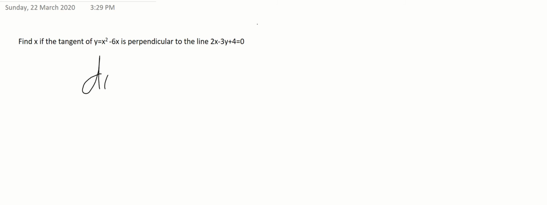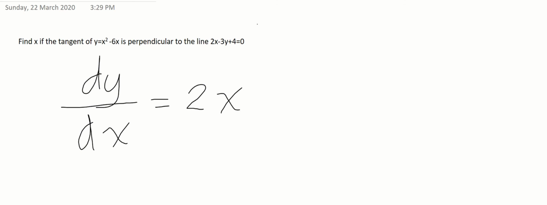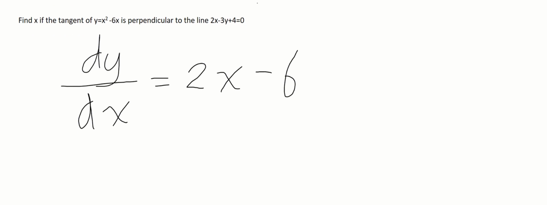So what we're going to do is find dy/dx. We'll drop the power of 2 in x squared down to form 2x, and the minus 6x will just become minus 6. Okay, so that'll be the gradient for the tangent. Keep in mind in this question, it's only asking what if the tangent is perpendicular to the line 2x minus 3y plus 4 equals 0. It never really requires us to find the entire equation of the tangent. If we had to do that, we'd have to use the point gradient formula. But fortunately for us in this question, we don't have to go that far.